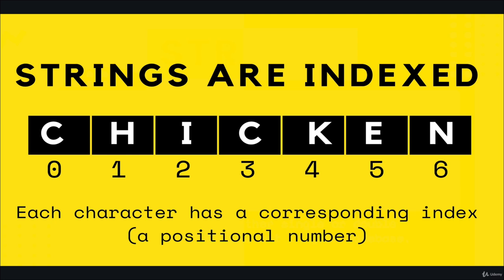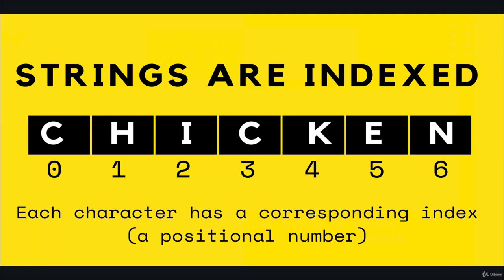So strings are not the only thing that are indexed in JavaScript. Shortly, we'll learn about arrays. I mean, not that shortly, but a couple of sections from now. And they are also indexed collections. So we start counting from 0, and we work our way from left to right.